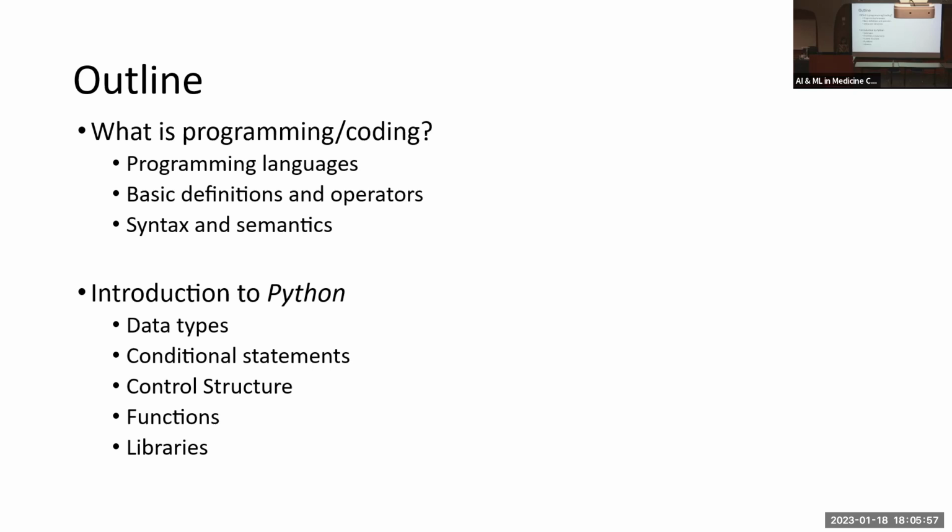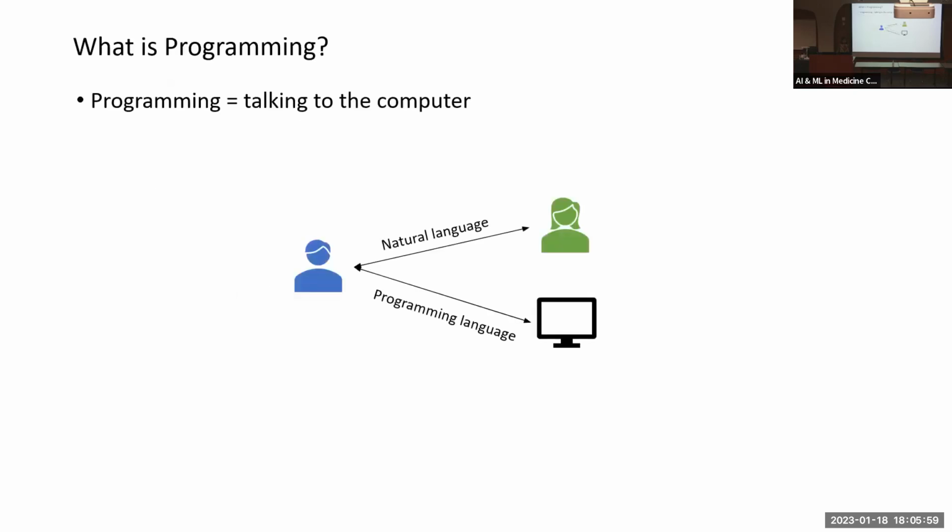Let's start with the basic definition. So what is programming? Programming, you can translate as talking to a computer. When two people talk, what do we use? We use natural language. But when I want to talk to a computer, I just can't say, do something for me, print something for me, show me a video. I have to use some language that the computer understands.